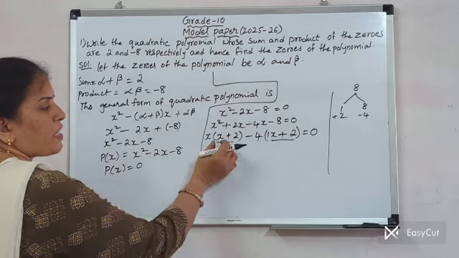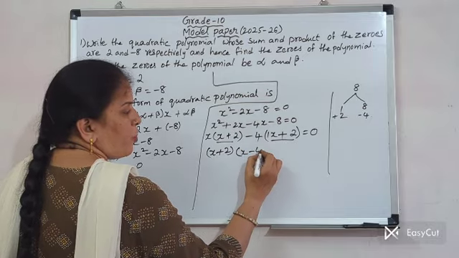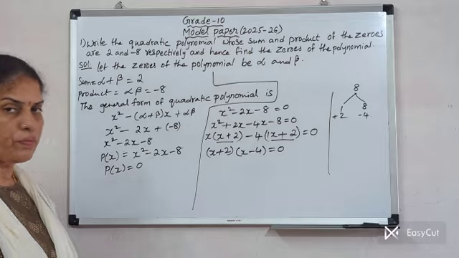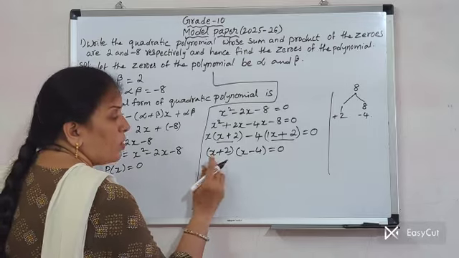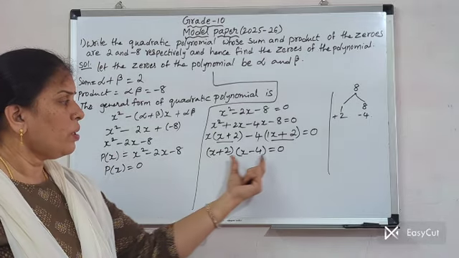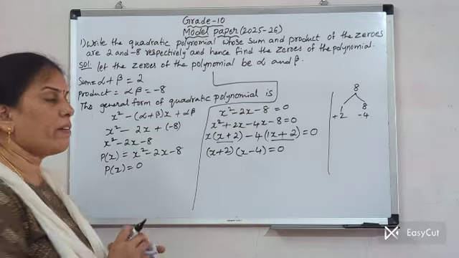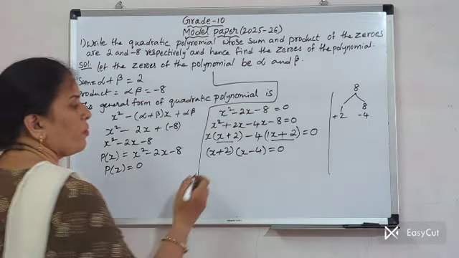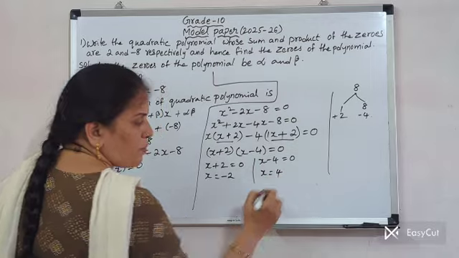X plus 2 times x minus 4 equal to 0. Now, see here, these two multiply to equal 0. I am making each one equal to 0. X plus 2 is equal to 0, x minus 4 equal to 0. So, x is equal to minus 2, since 2 going to the other side becomes minus 2. X is equal to plus 4, since minus 4 going to the other side becomes plus 4.